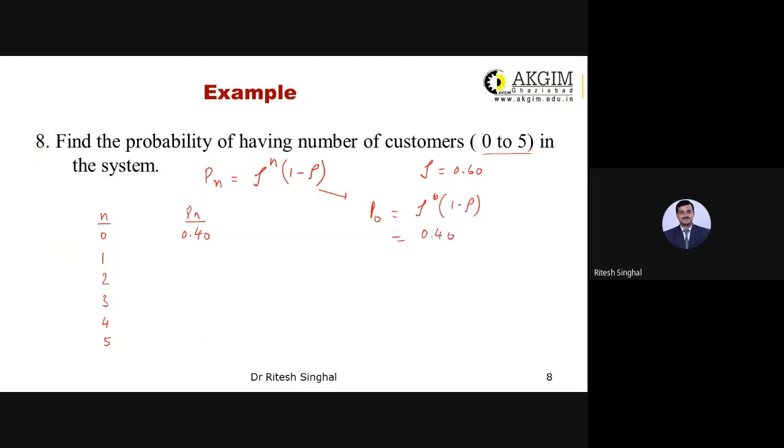Similarly, when n is 1, this value is 0.24. When n is 2, students, you are advised to solve this portion by yourself so that you can match the answers. And when n is 4, it is 0.05184, and the last one is 0.031104. So put the value of n equal to 1, 2, 3, 4, 5, and so on. This is the way you can handle the question.